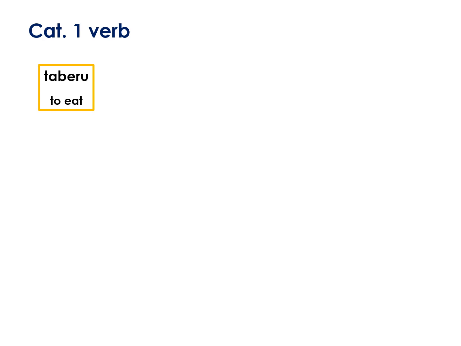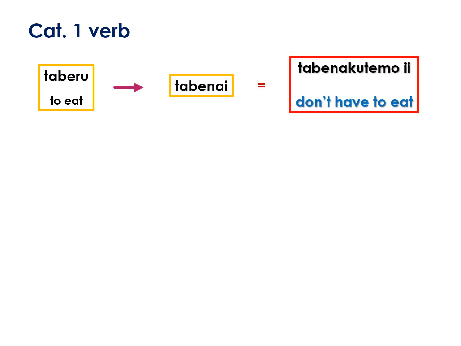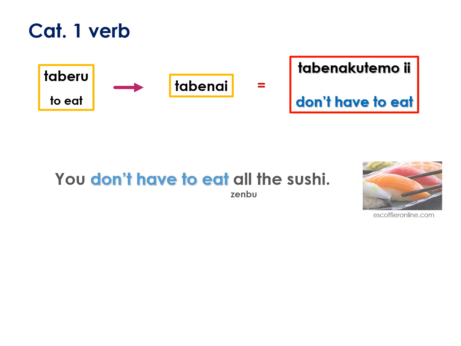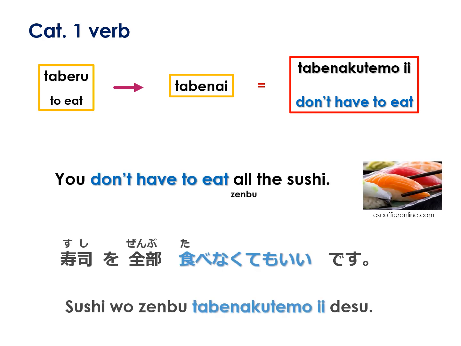Now let's look at sample sentences. Let's start with the category 1 verb, taberu. Negative is tabenai, and from there we form tabenakutemo ii, which means don't have to eat. You don't have to eat all the sushi. In Japanese, sushi wo zenbu tabenakutemo ii desu.